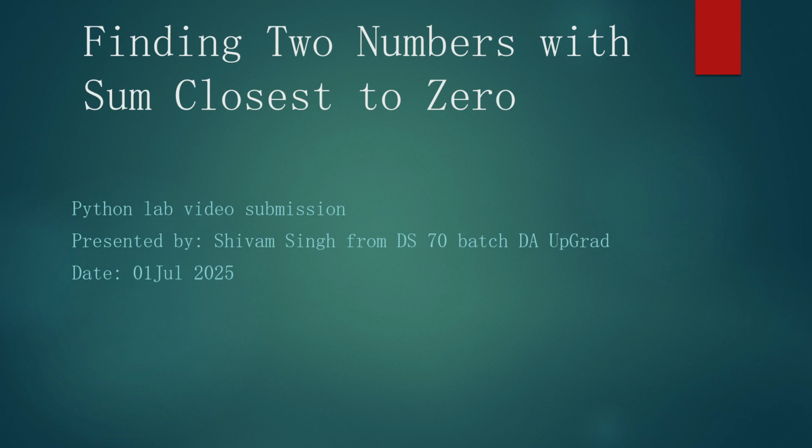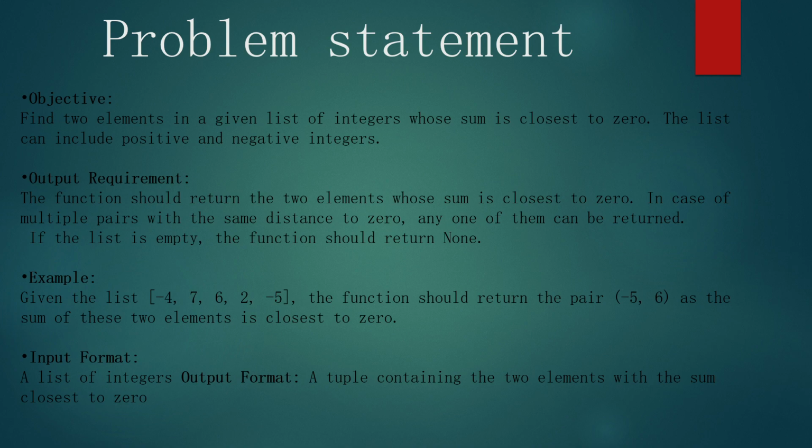Let's start with the presentation. Problem statement that was given. Objective: find two elements in the given list of integers whose sum is closest to 0. The list can include positive and negative integers.